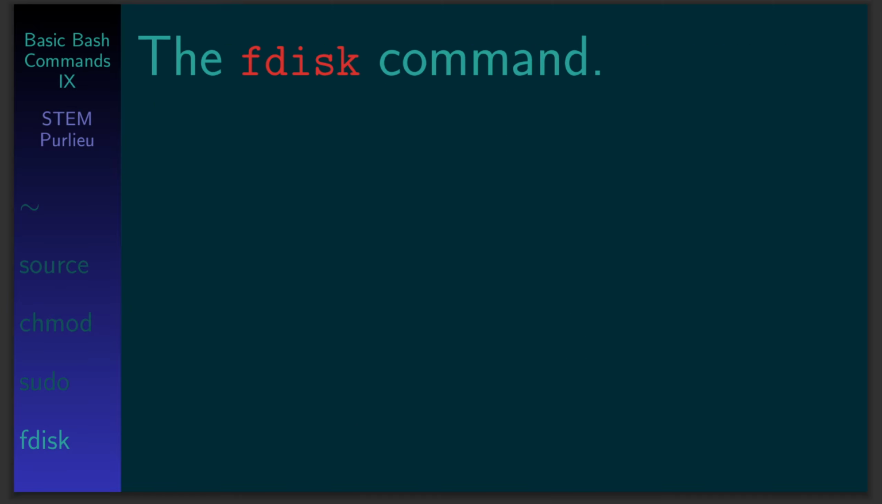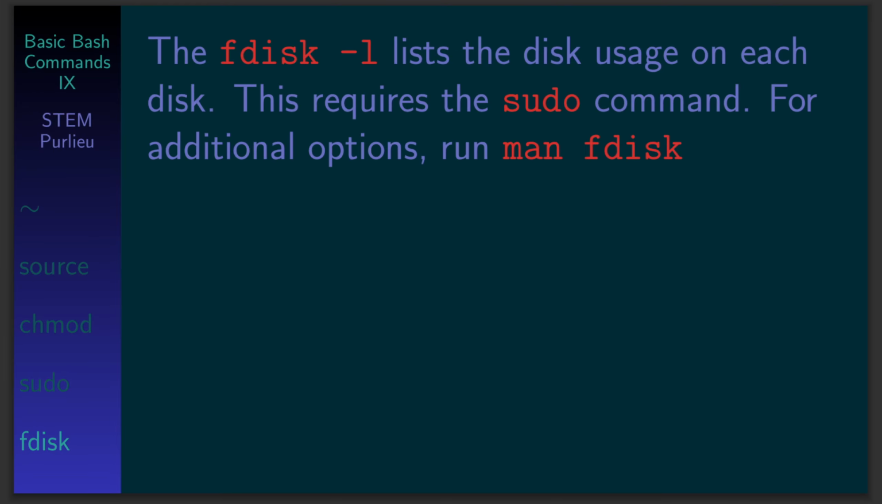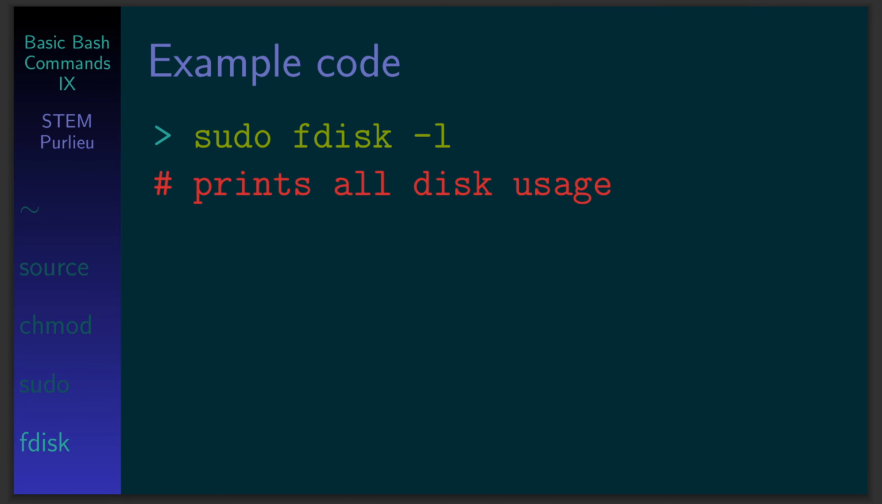Now let's look at the fdisk command. The fdisk -l command lists the disk usage on each disk. This requires the super user do command. For additional options, you can run man fdisk. So again, man stands for manual. Here's some example code. If we run sudo fdisk -l, we'll list the disk usage on each disk. This command requires the use of super user do because it can reveal sensitive information on your disk.